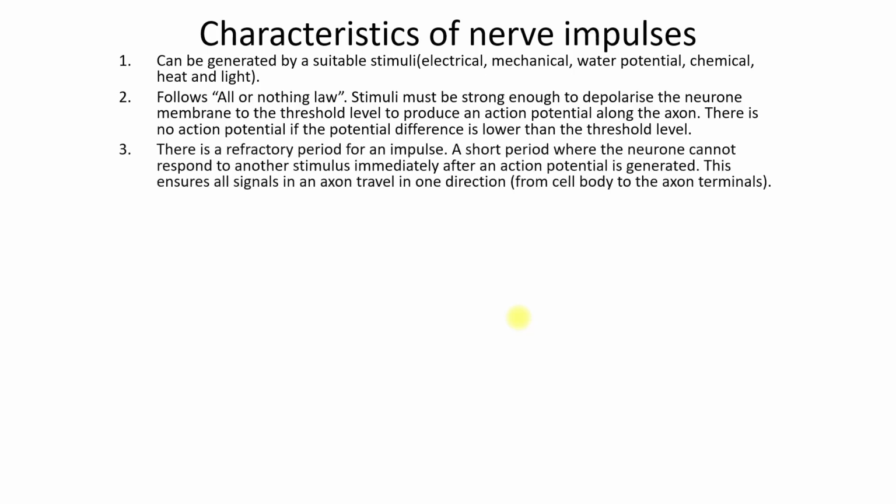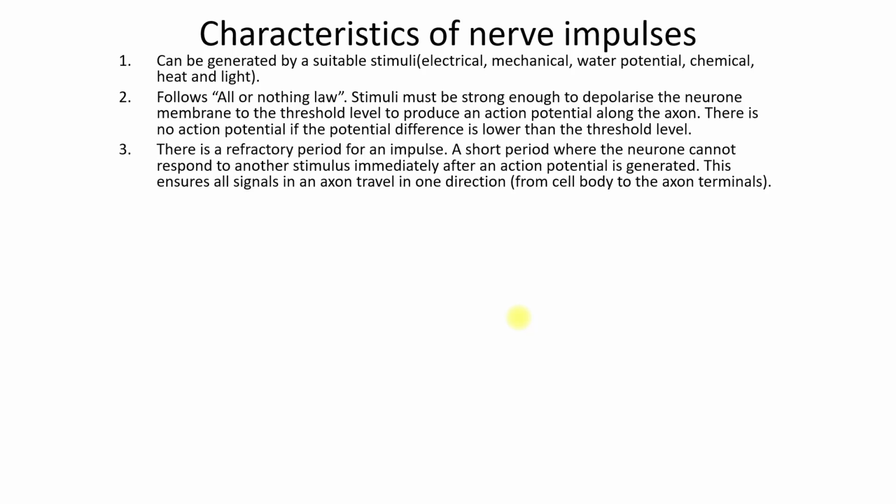Okay, third, there is a refractory period for an impulse. A refractory period means a short period where the neuron cannot respond to another stimulus immediately after an action potential is generated. Meaning to say, you recall the mechanism of transmission of impulse. After the first patch becomes repolarized after a depolarization, you cannot straight away make the first patch depolarize again.